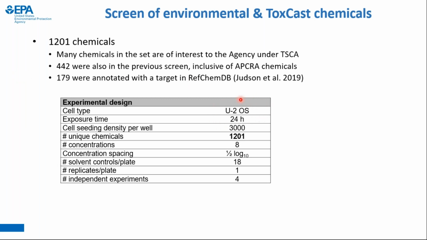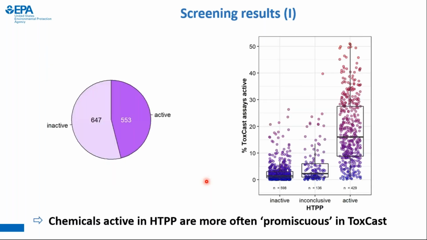So we've done this experiment again in U2OS cells. We've exposed them for 24 hours. We used again 8 concentrations and have done 4 independent experiments. Before I show you the mechanistic interpretation, I thought I'd do a quick comparison to the ToxCast assay results, because nearly all of these chemicals have also been tested in the ToxCast screening battery.